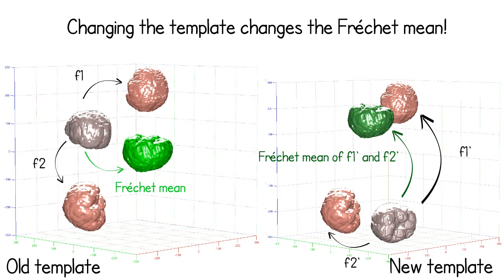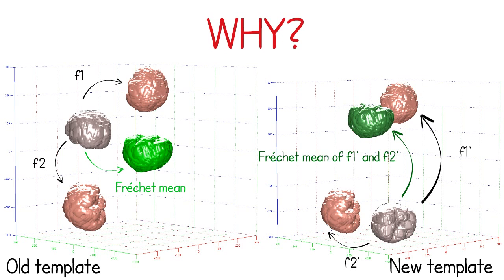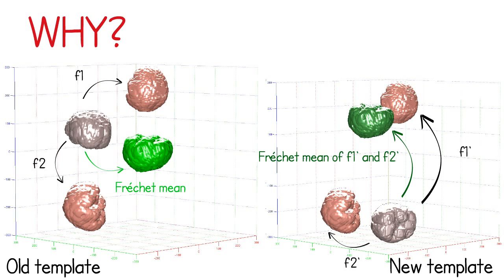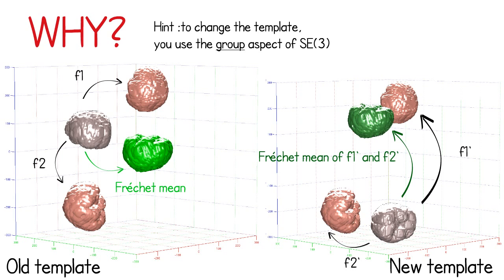Why? To perform the change of template and compute the new data, you use the composition and transformations of SE3. So, you use the group aspect of the Lie group SE3. Can you guess now why two different templates give two different Fréchet means?